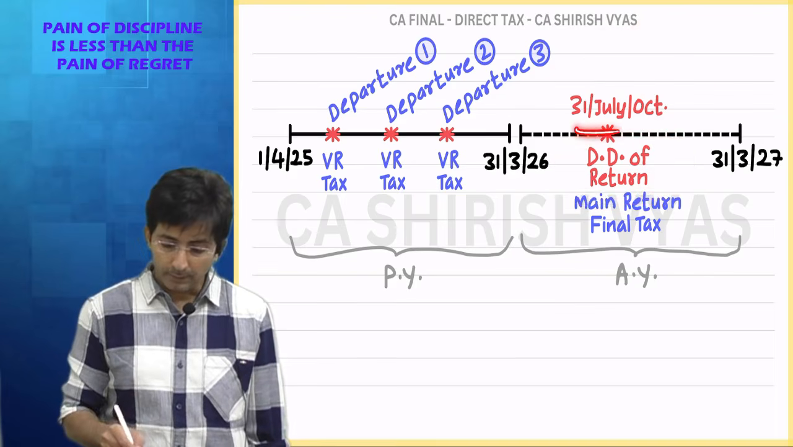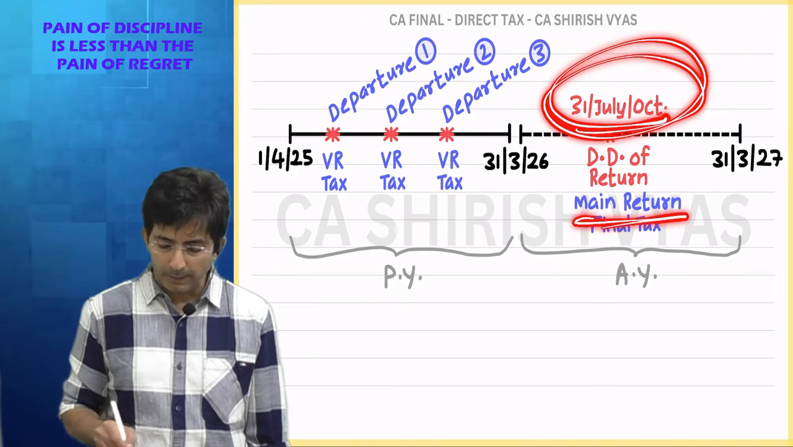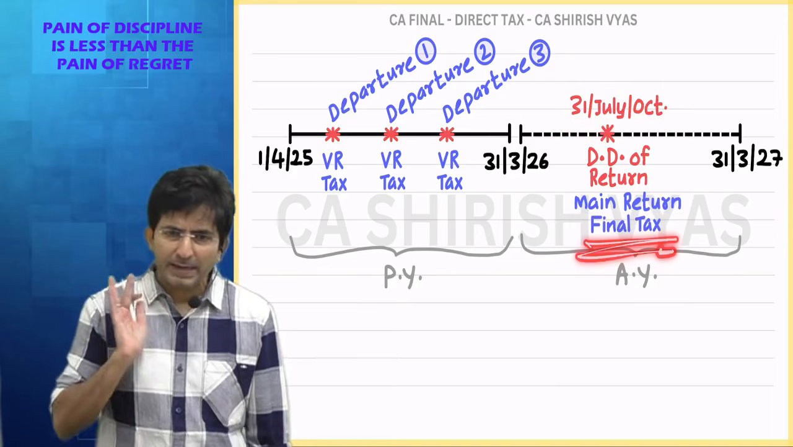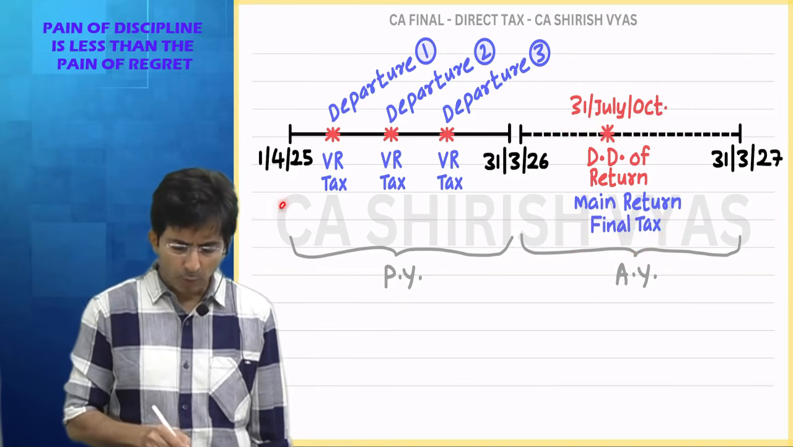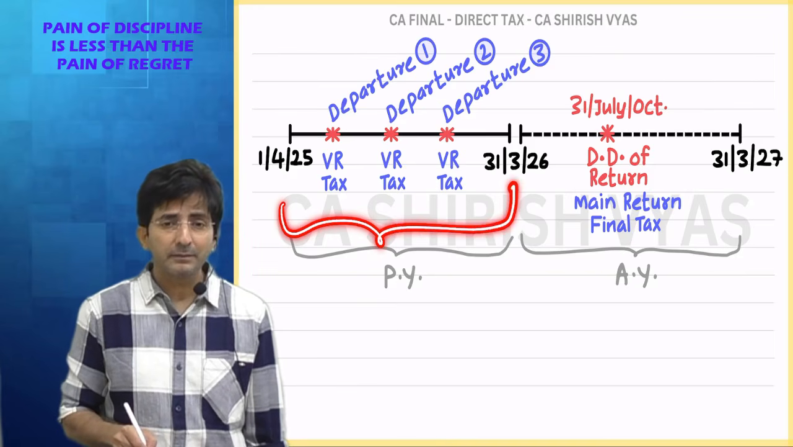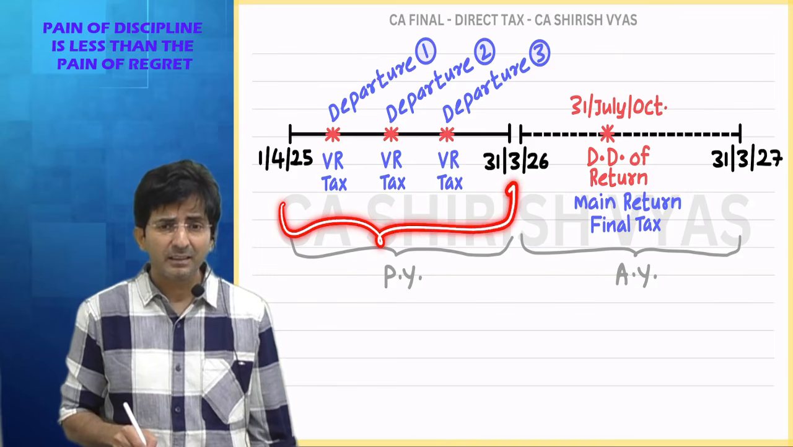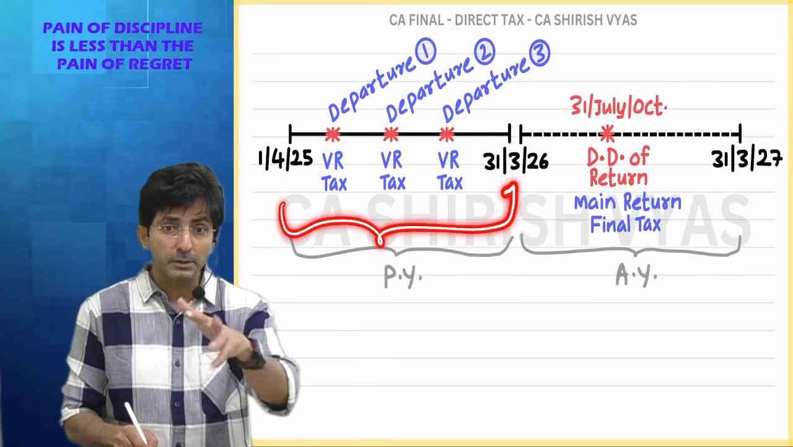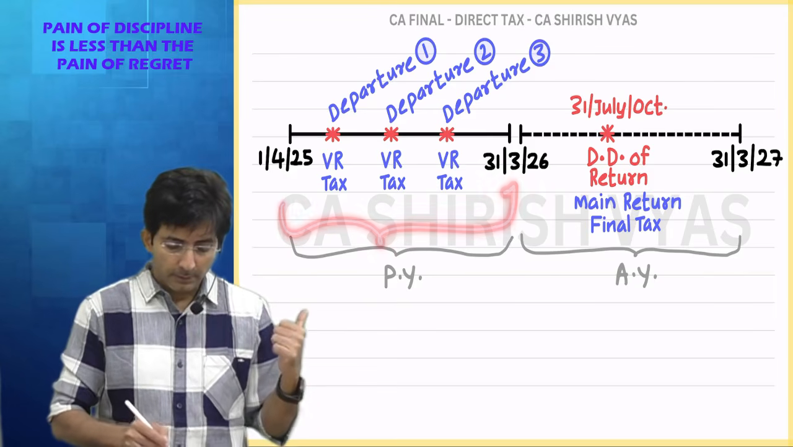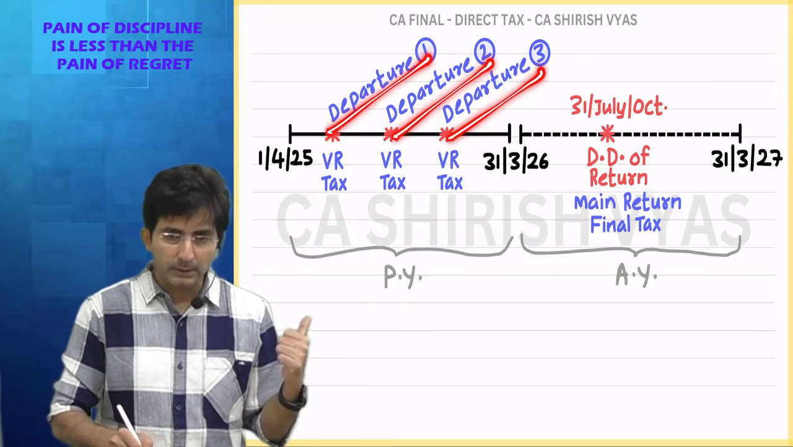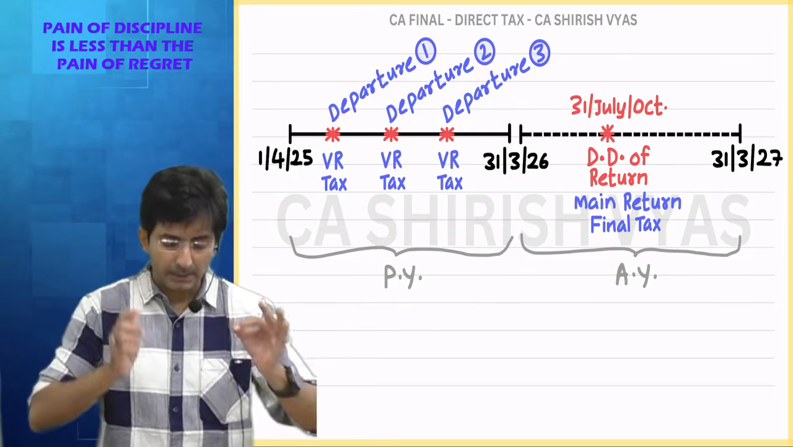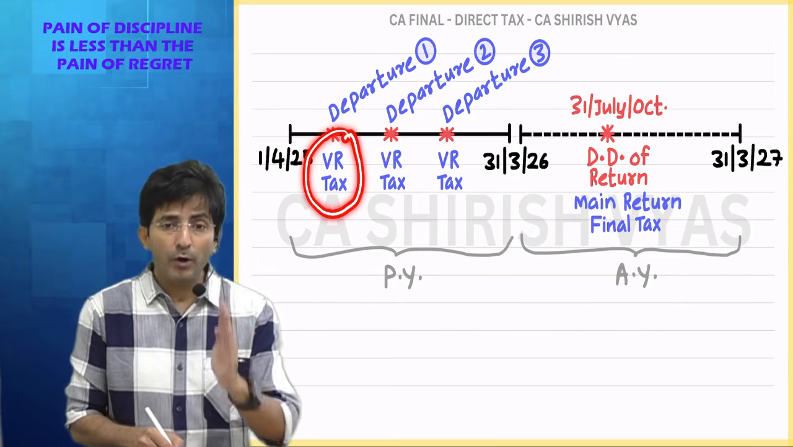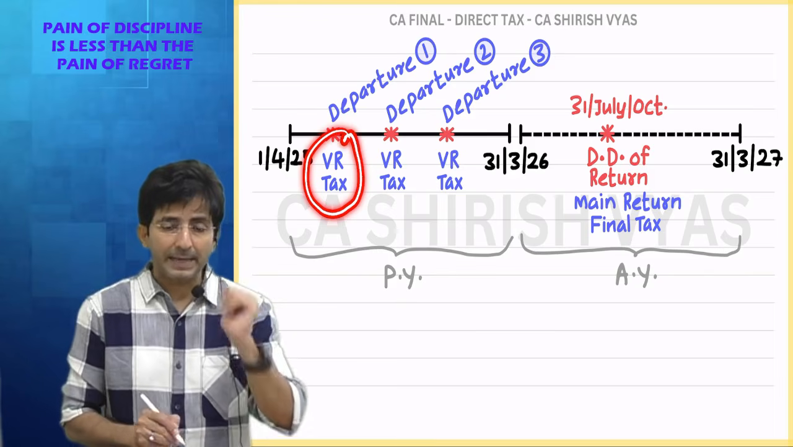So on 31st July or October, the return which you file is called the main return. And at that time you pay your final taxes. But what is happening during the previous year? See and understand, na? If there are 3 departures from India, assume 3 departures is my assumption. Departure 1, departure 2, departure 3. At the time of every departure, what is the VR and tax? File voyage return, pay the tax.